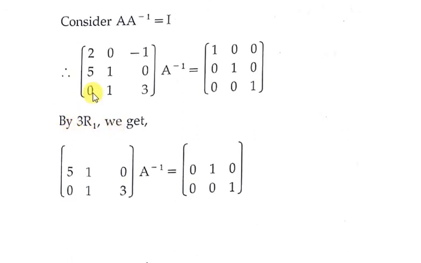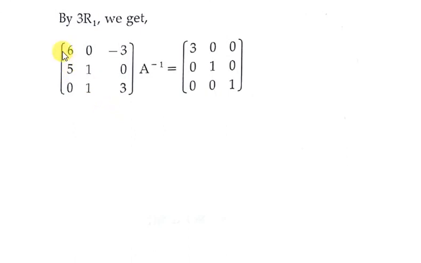For the multiplication, we get 3 into 2 is 6, 3 into 0 is 0, and 3 into minus 1 is minus 3. And on the opposite side, 1 into 3 is 3, 0 into 3 is 0, and 0 into 3 is 0. So we will get 3 0 0. So we have completed 3 times R1.